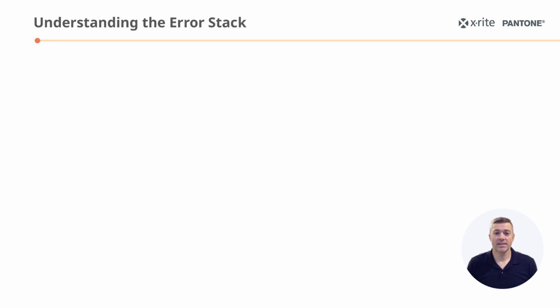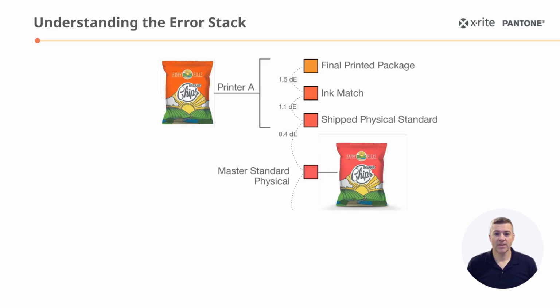There is a concept known as the error stack, which refers to the accumulation of small color deviations at each stage of the production process, which, when combined, can lead to significant color inconsistencies. These deviations often stem from factors such as the use of physical standards, ink formulation, press operations, and substrate differences. On their own, these errors might seem negligible. However, when the final product reaches store shelves, the combined effect can create a noticeable and unacceptable difference in color. Let's look at an example to better understand this concept.